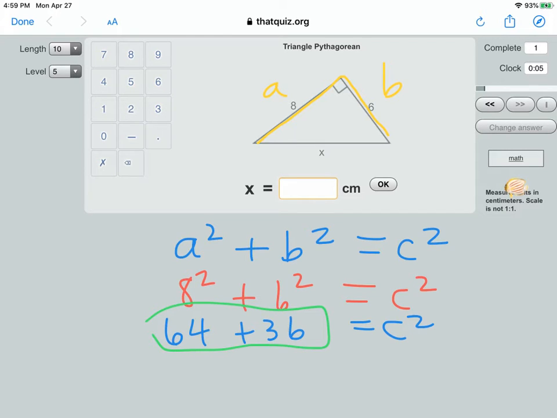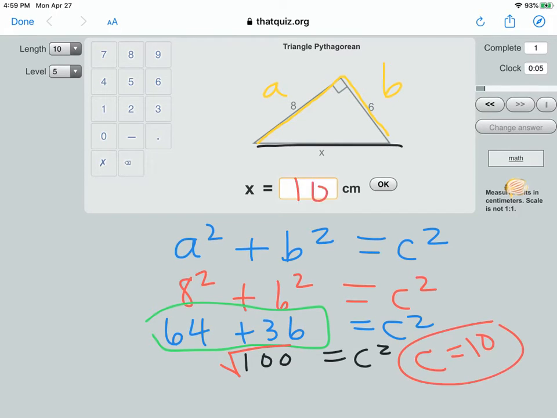Simplify. What is 64 plus 36? That's 100 for c squared, but we want just c, or just this side length. So the final step is to take the square root of 100. So c is just 10 for this one.